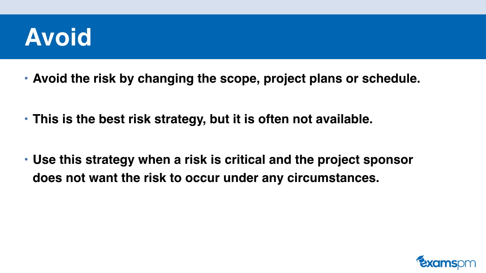Let's suppose that the government in your local city is going to hold an election between May 5th and May 10th. Therefore, you schedule your activities outside of this period in order to avoid clashing with the election dates. This is an example of the avoid risk response strategy because you changed your schedule to keep your project activities from clashing with the election.